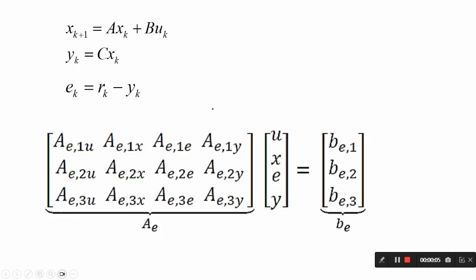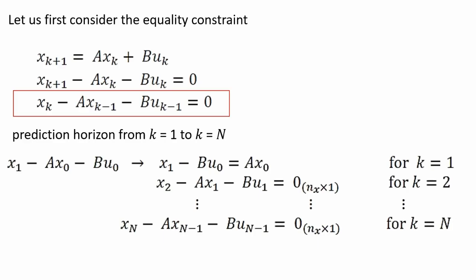Now let's fill up this matrix AE with all of these elements, and let's also fill up this vector BE with all of these elements. We will take each of the equality constraints turn by turn. Let's first start with the first equality constraint. This equation can be written as follows.